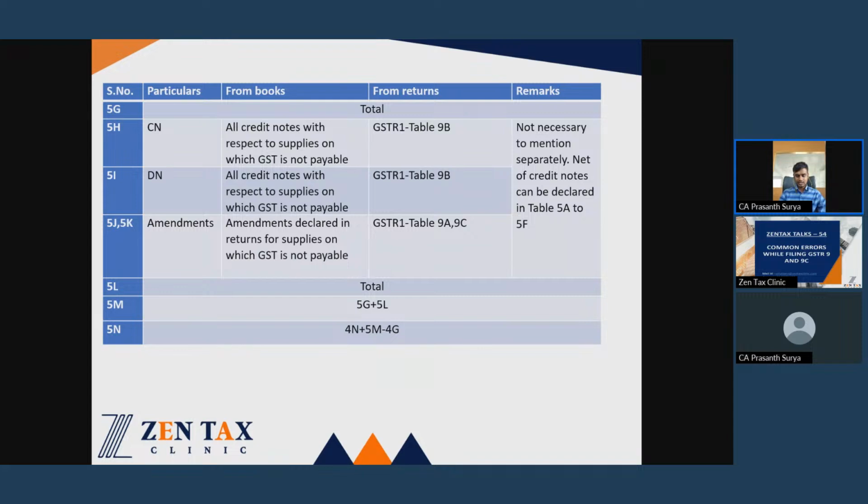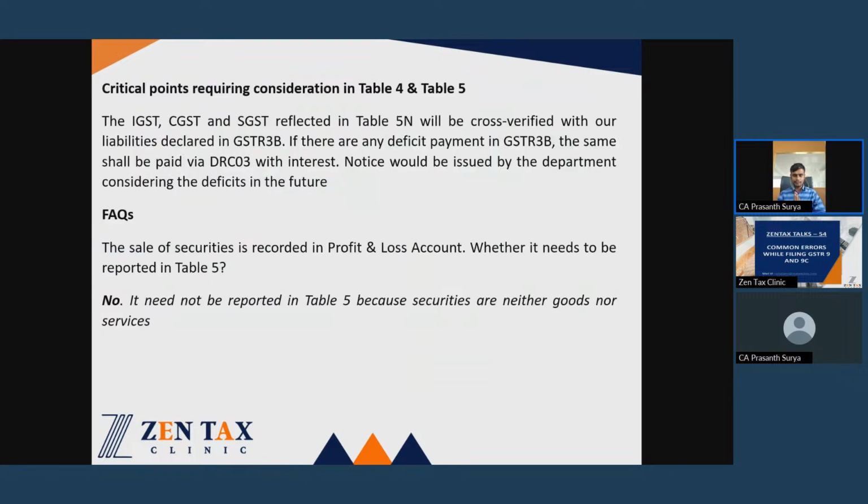The next thing is similarly for non-taxable transactions also, the credit note, debit note amendments, it can be combinedly reported. So the main points requiring consideration in table 4 and table 5, majorly, the taxpayer wishes to note these points.